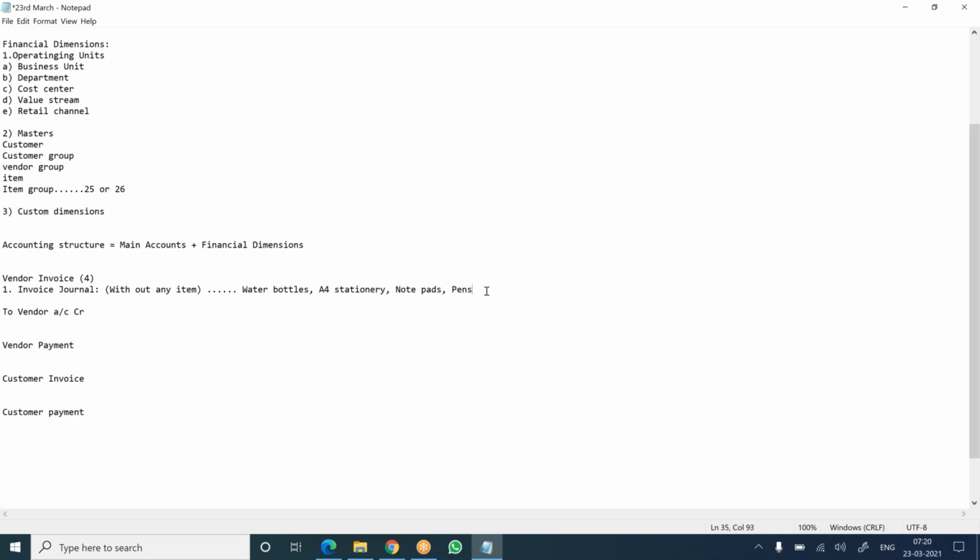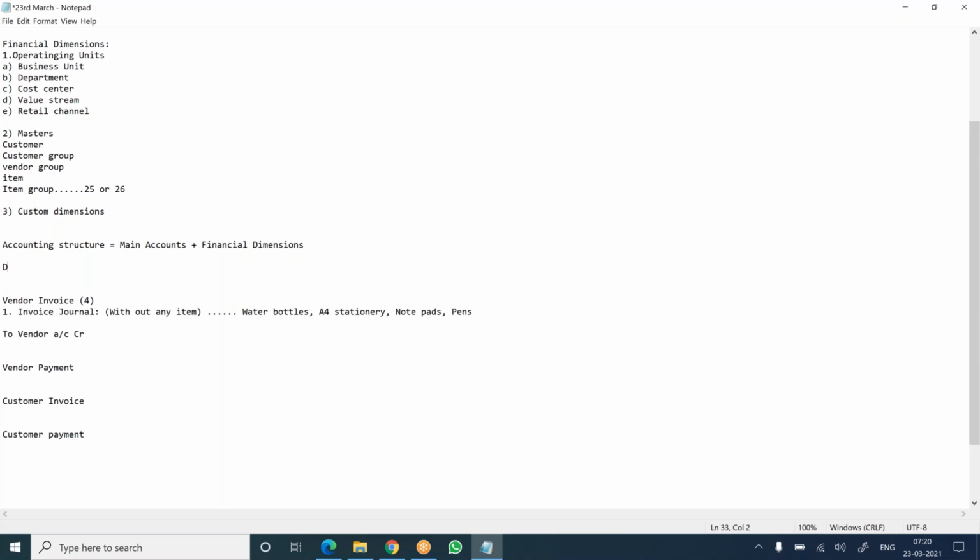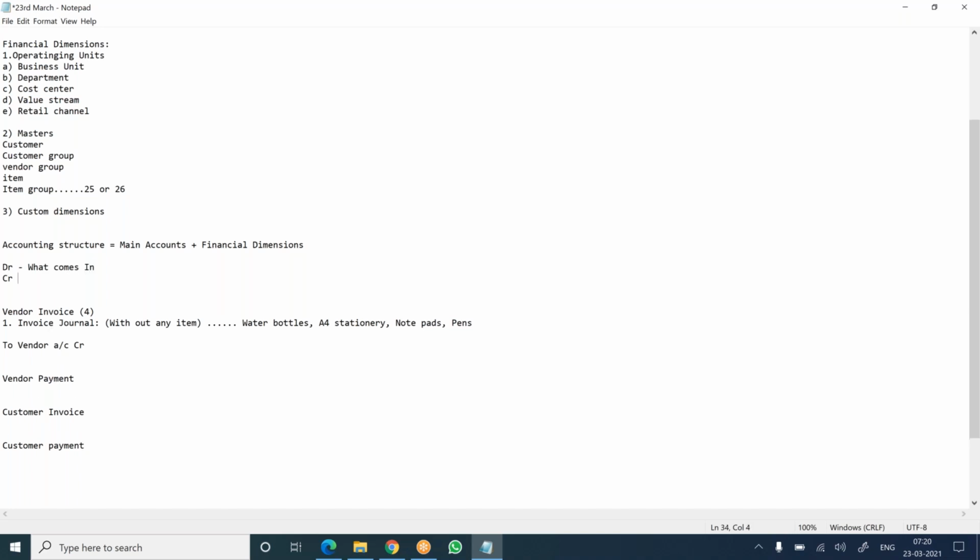Otherwise, pens I am purchasing. I need to arrange these facilities for my employees, so I am purchasing this material. Then for this material, I need to pay money. So we know the golden rules. Debit means what comes in. Credit means what goes out. So I need to pay money. That is the reason for credit.